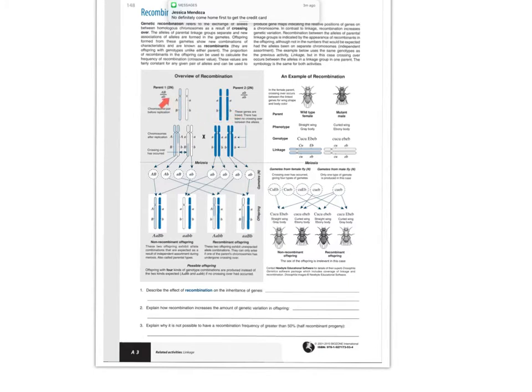All right, so big A and big B are linked, little a, little b are linked. But as you cross over, there's an exchange of DNA increasing the genetic variation. If they didn't cross over, if they hadn't recombined, then the linked genes are stuck with themselves.